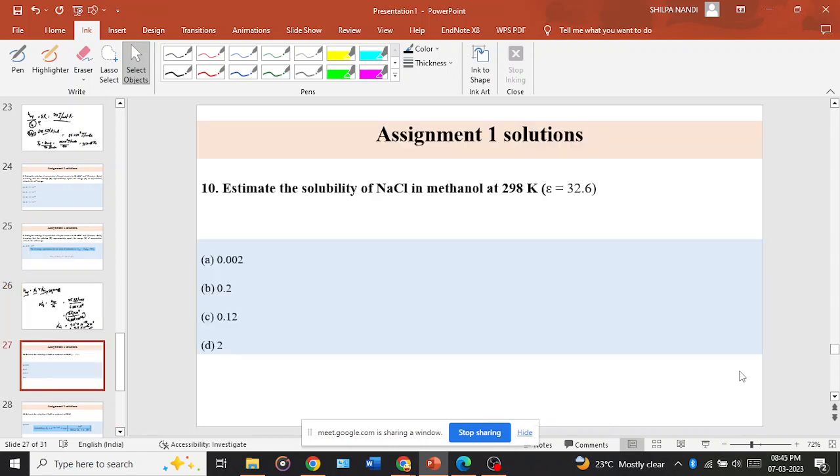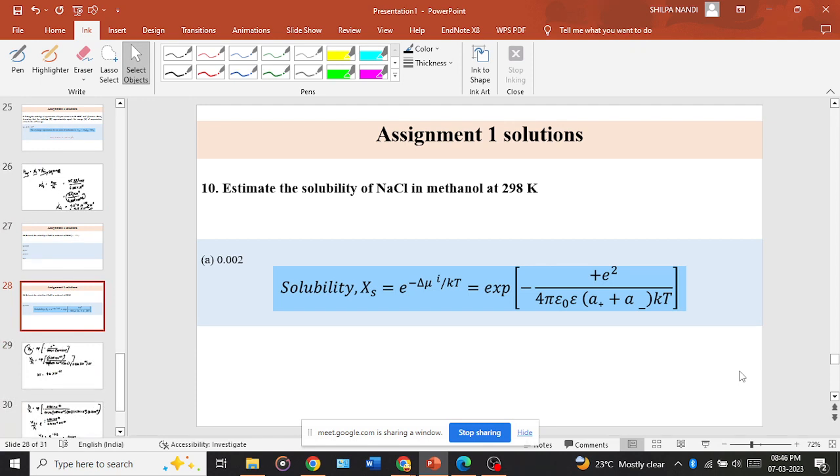Fine. And the last question was estimating the solubility of sodium chloride in methanol at 298 Kelvin. We probably did this question on the basis of the Boltzmann distribution equation, where solubility can be written as exponent of delta mu, that is the self energy, by kT. This equation you may find in the books as well, as I said earlier, and I think this has been discussed in the lecture also.